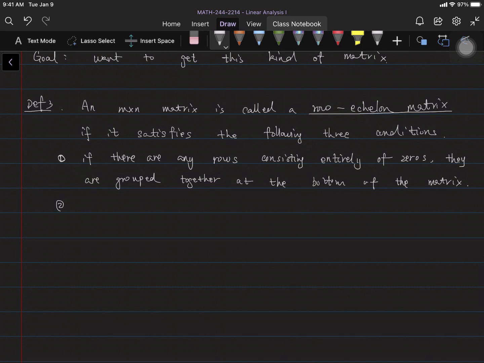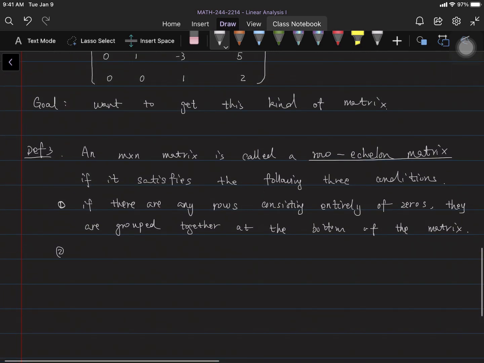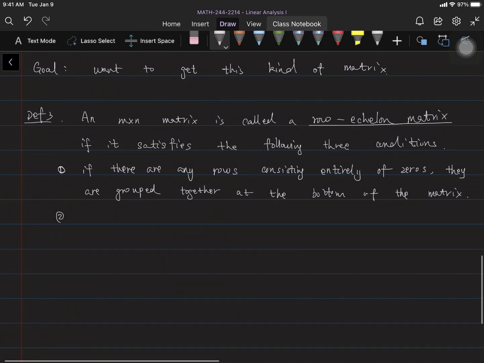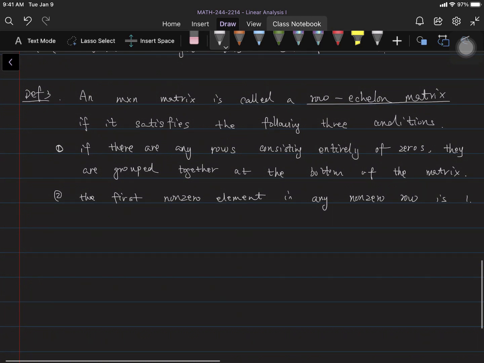the first non-zero element in each non-zero row has to be 1. If you look at the first number in each row, it has to be the number 1. So the first element actually has to be a non-zero element in any row, and it is 1. Okay, the first number has to be 1.